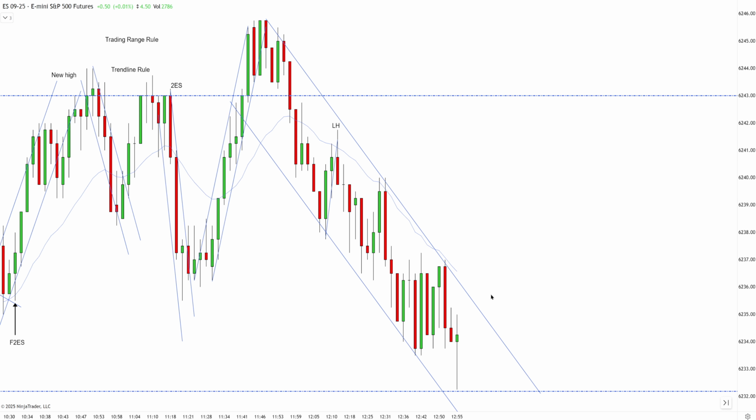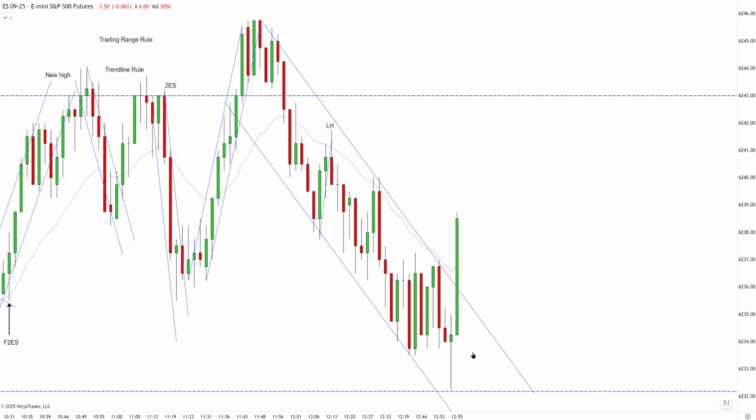Okay, we're done with the EMA. Big bar for second entry short. No trigger, it didn't even trigger below this bar, so we can't really take it.